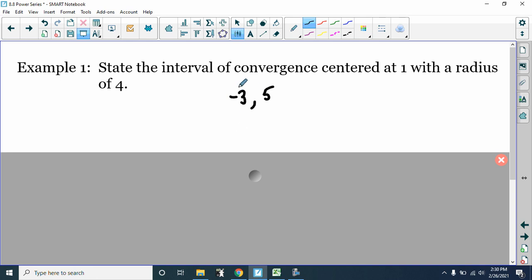Now, we don't know if the interval is going to include the endpoints or not. So these could be brackets, or they could be parentheses. They could both be parentheses, one could be a bracket and one a parenthesis, and so on. But this notation would mean from -3 to 5, including -3 and also including the 5.